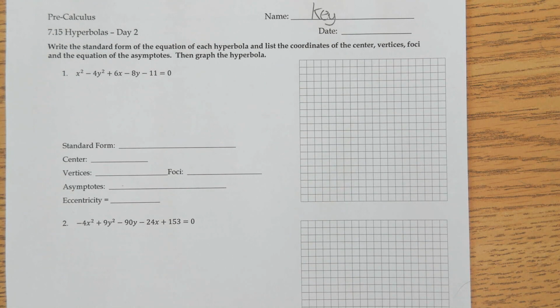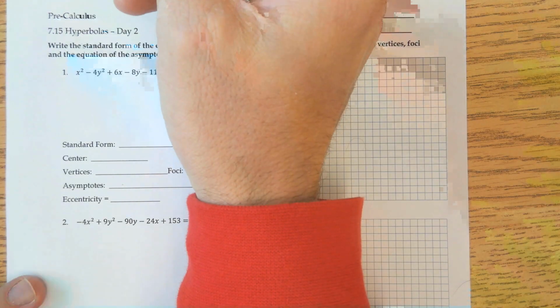We're going to be discussing day 2 of hyperbolas. We're going to be mixing. We're going to be doing completing the square, and we're going to be doing given the characteristics, writing the equation as well. Okay, so there's a small difference between ellipses and hyperbolas, and that difference is this.